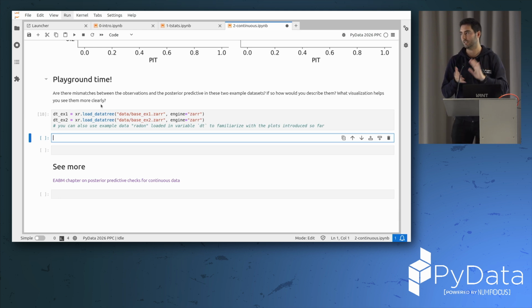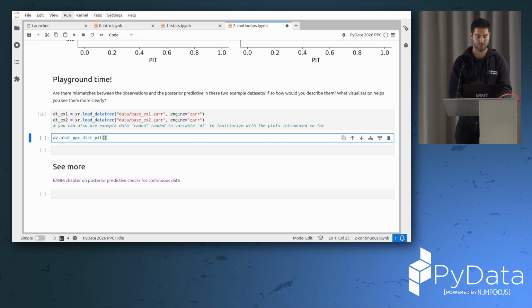I'll give you at least like 3-5 minutes to play around, and then you can tell me, I think this plot really shows the issue with this model or that other model, and I will reproduce it here for everyone else to see. And if you have questions, I can also move around and come to you.